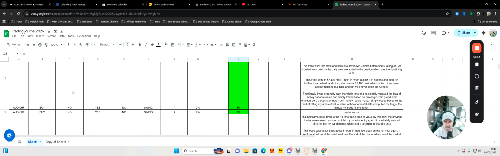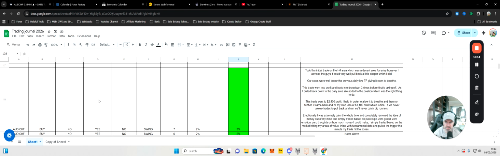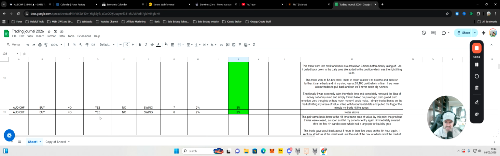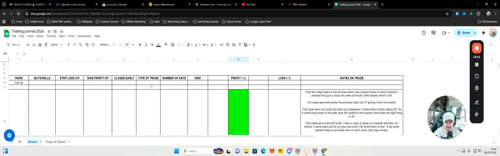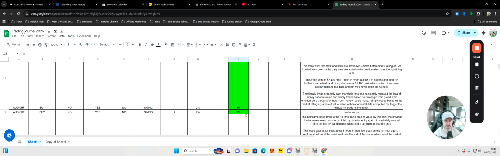AUDCHF, it was a buy. Did it hit my stop loss? No. Did it hit my take profit? Yes. Did I close it early? No. Type of trade, swing. Number of days, 7 days. Risk, 2%. Gain, 3% and 2%. Okay? And then I write my notes here at the side.